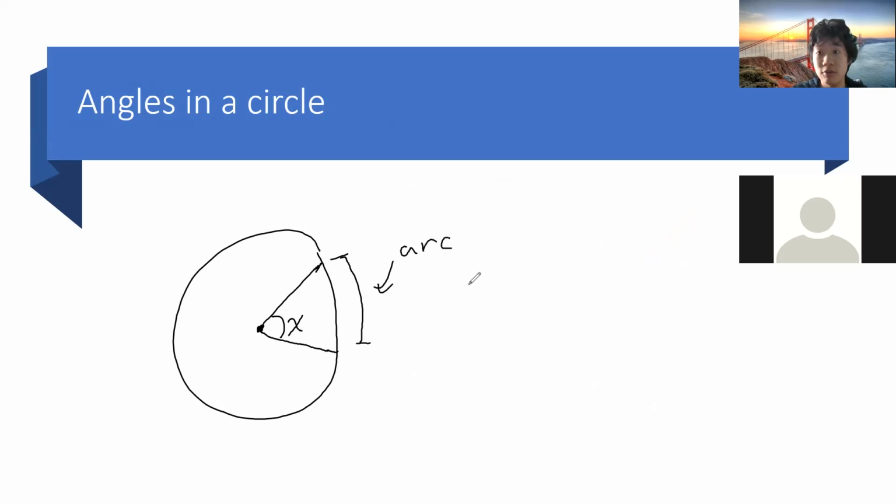And the arc, we don't measure its length, actually, we measure how many degrees it has. And the arc is going to have x degrees. So if we were to take the entire circle, the arc is going to be 360 degrees. We measure arcs with degree lengths, and the degree length of the arc equals the degree length of the angle we make if we take it from the center.